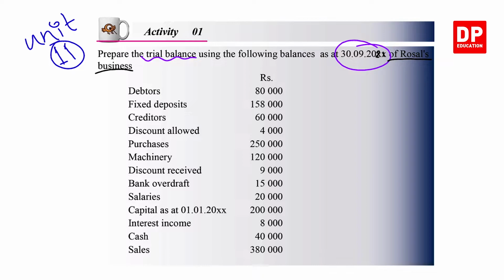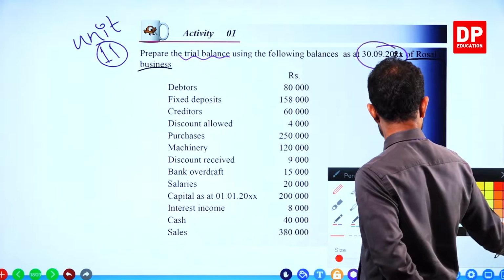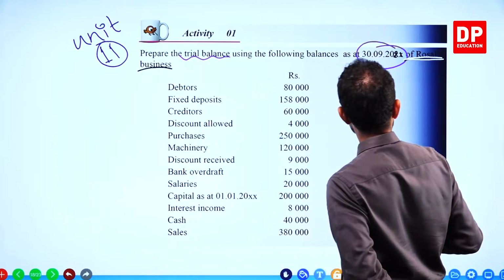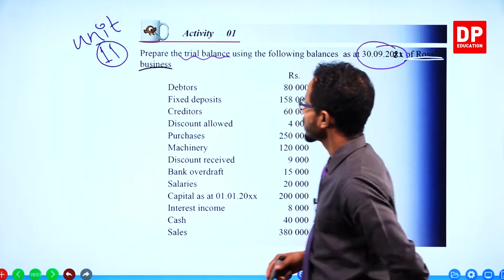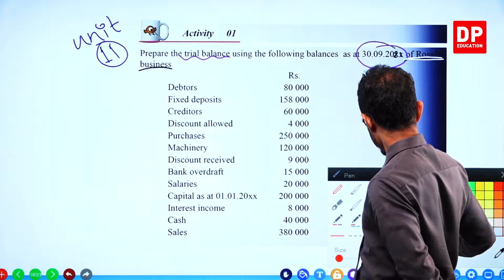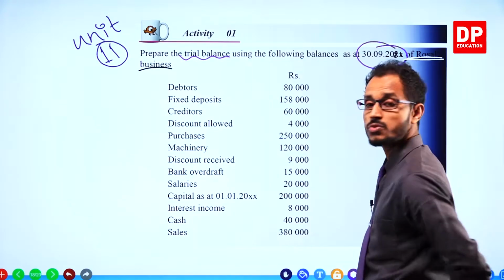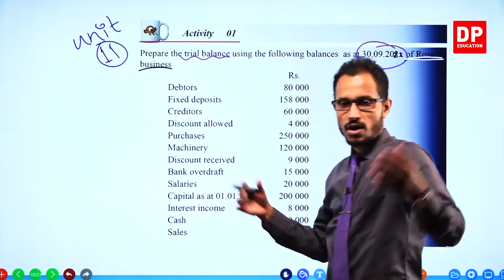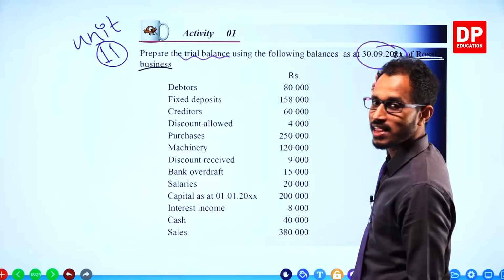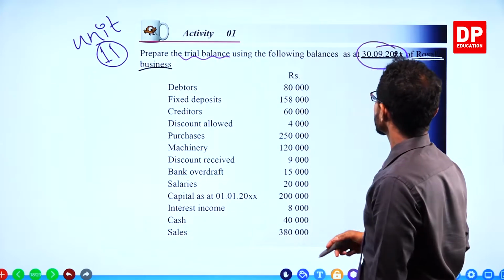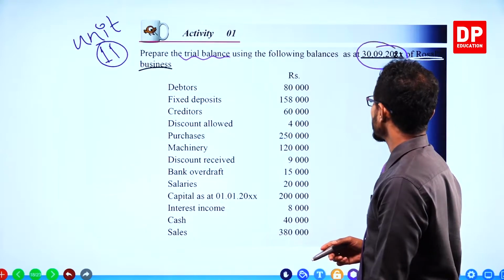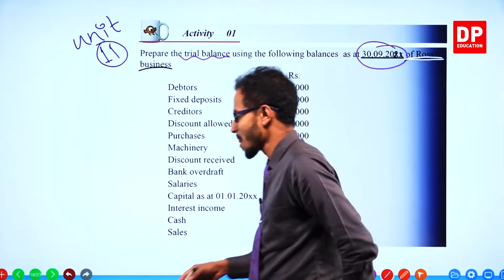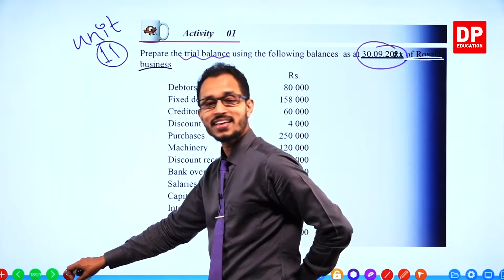Wow, what is that name? Rosal? That's a pretty name, right? That's Rosal's business. However, we have to prepare the trial balance of Rosal's business. I don't know how to pronounce that name. It should be Rosal. As at 30th September 2021. That is the month of October. No, it's the month of September.